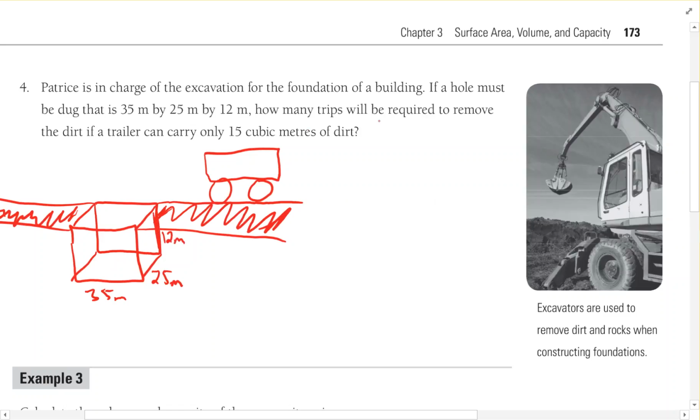And it says how many trips will be required to remove the dirt if a trailer can carry only 15 cubic meters of dirt. So really all we're going to do is the same thing, just figure out what your volume is in that prism, just like what we've been doing. And then you know that 15 cubic meters can get taken away in every trip. So all you got to do is divide by. So whatever we get for volume, divide that by 15 cubic meters, and then you'll end up with how many trips you could actually take. Okay, so I'm going to let you guys do that. So go ahead and answer number 4 now.